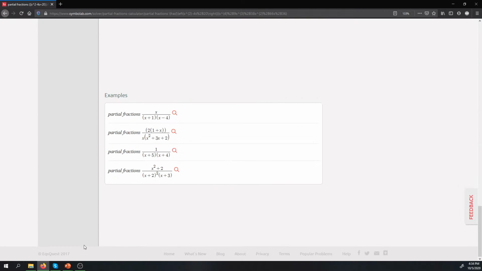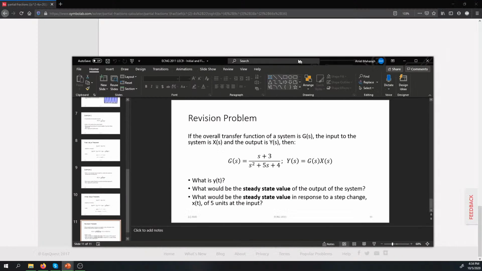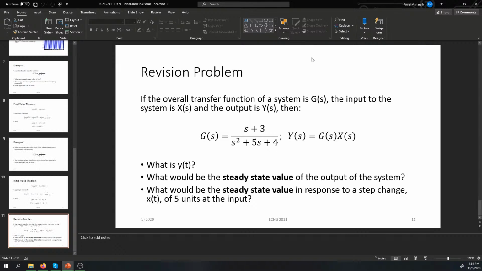The next problem in particular was our revision problem here, which was basically if we had this overall transfer function, we had to obtain what was y of t, and then what would be the steady state value of the output of the system, if we had a step change of x of t being 5 units at the input.